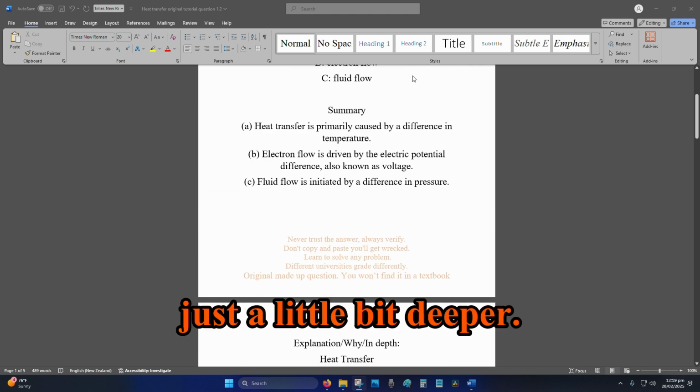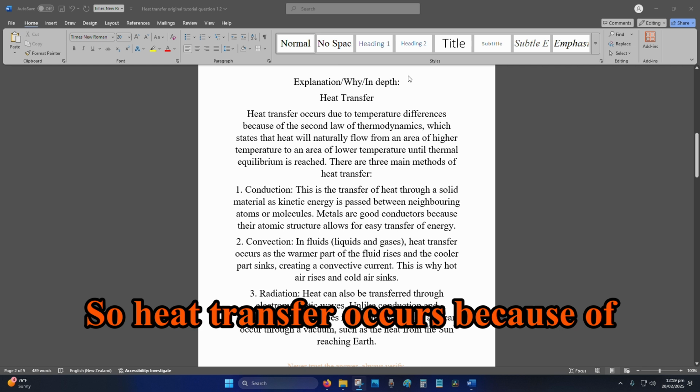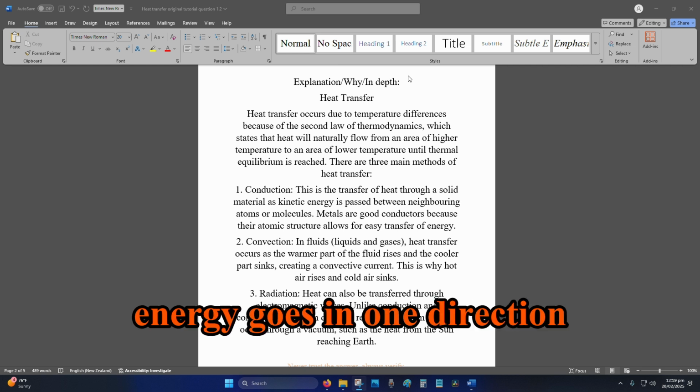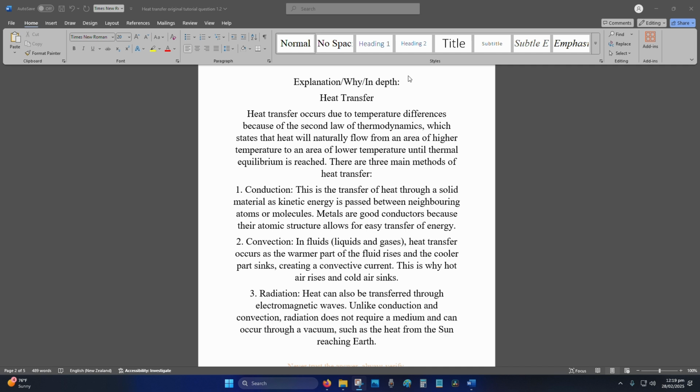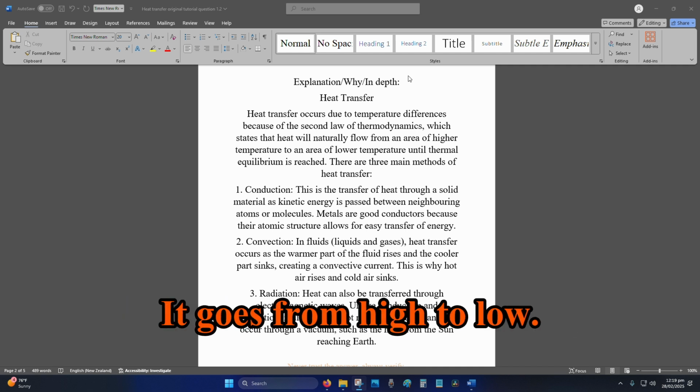We're going to dive in just a little bit deeper. So heat transfer occurs because of the second law of thermodynamics, which states that energy goes in one direction due to entropy. So when energy is dispersed, it only goes one way. It goes from high to low.